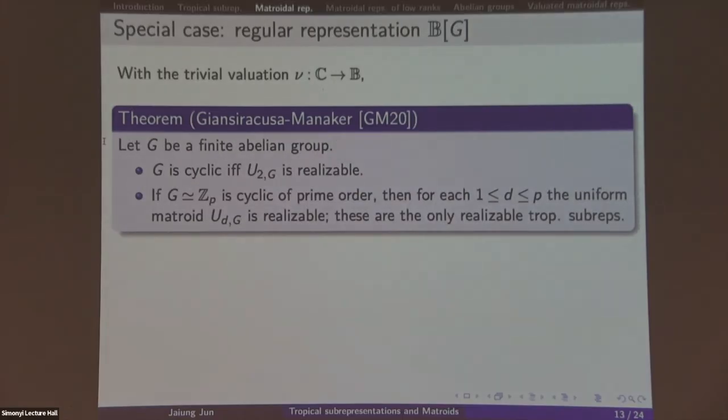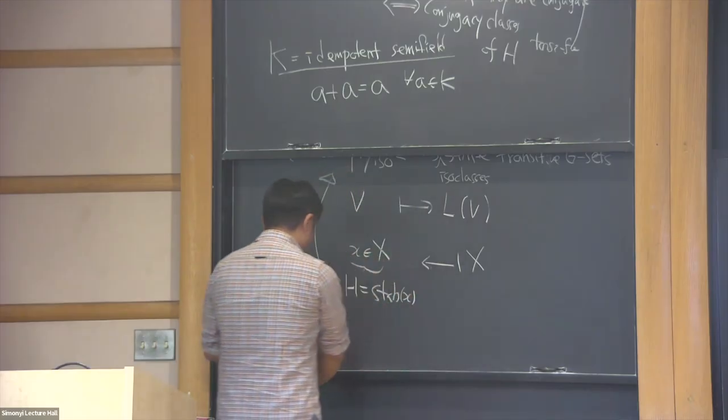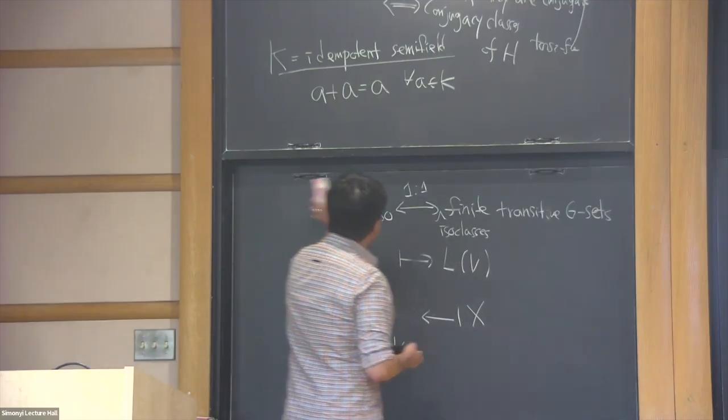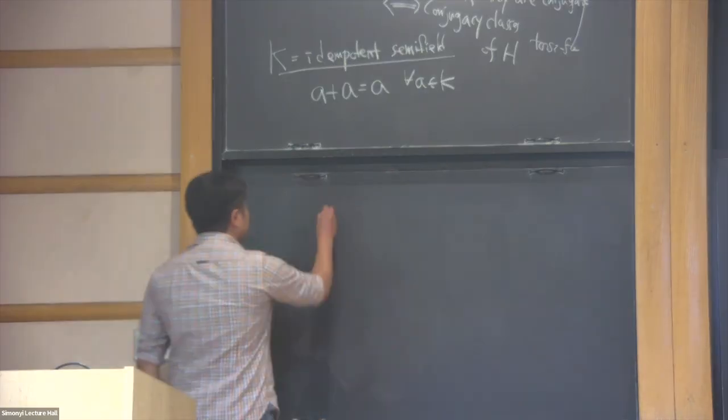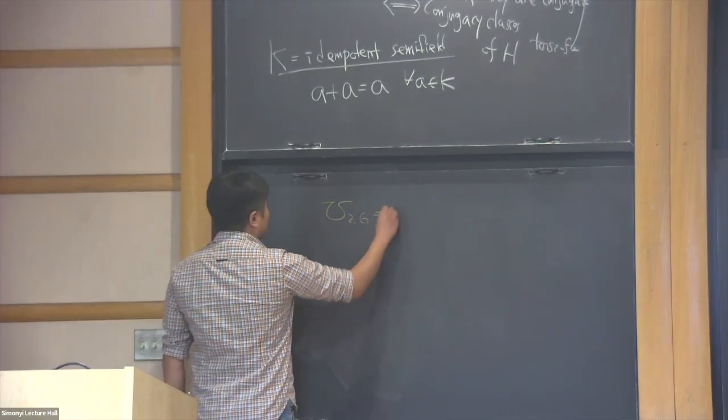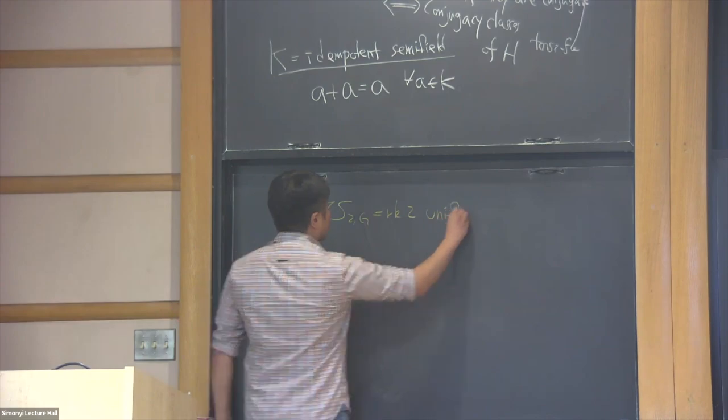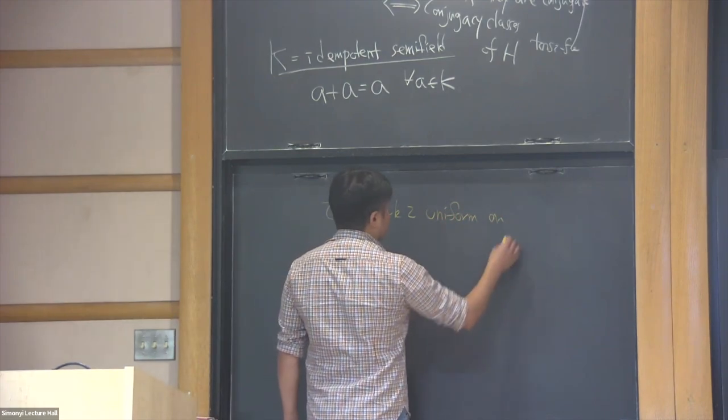So we get this. And then they prove various things, but among those, they prove this kind of theorem. If you fix a trivial valuation on the complex numbers, and if you have a finite abelian group, then they prove that this group is cyclic if and only if U_{2,G} is realizable. So I guess U_{2,G} is just the rank 2 uniform matroid on the ground set G.